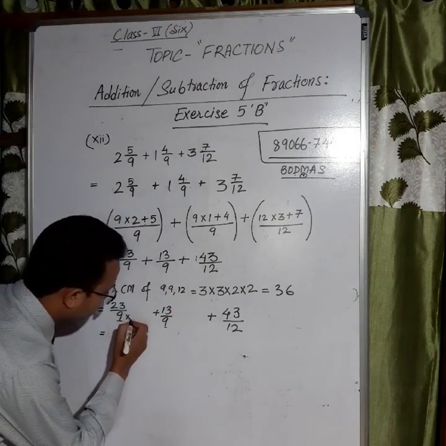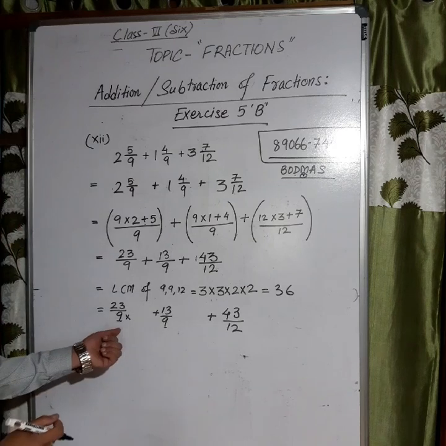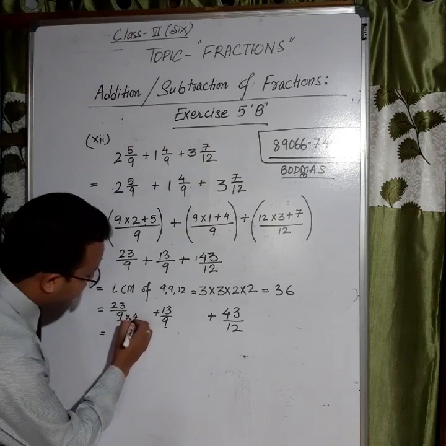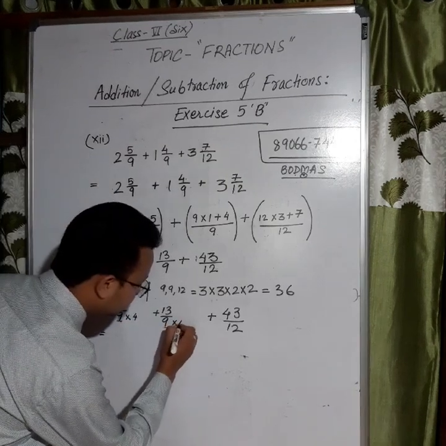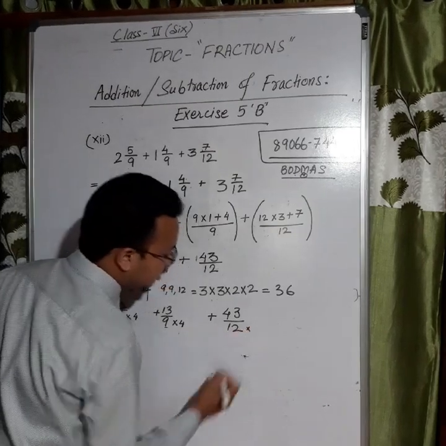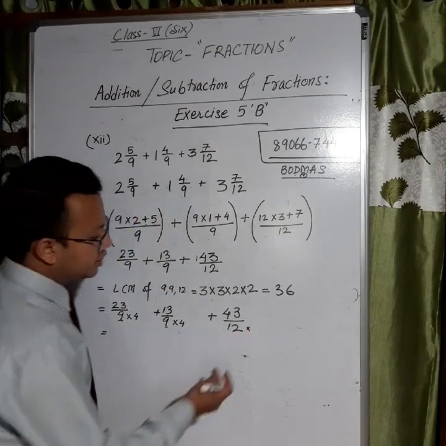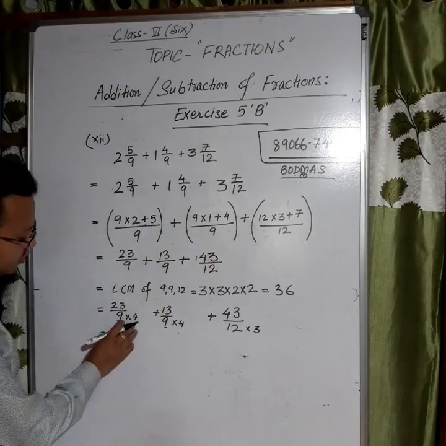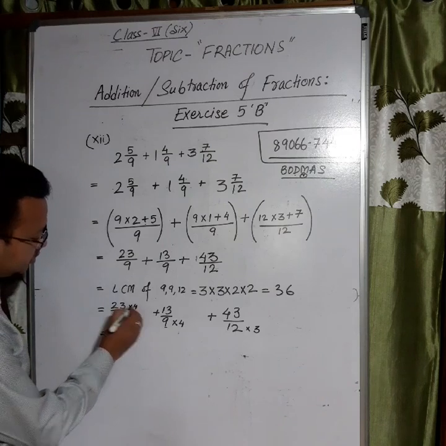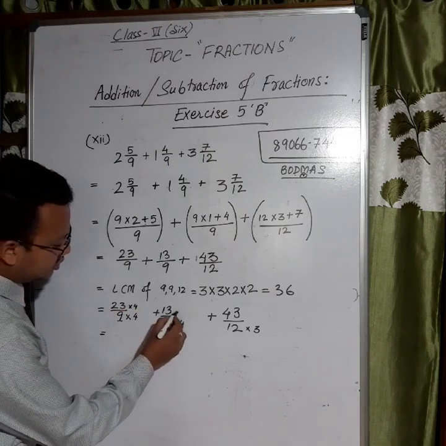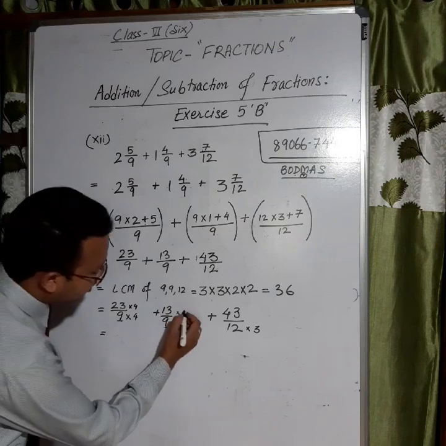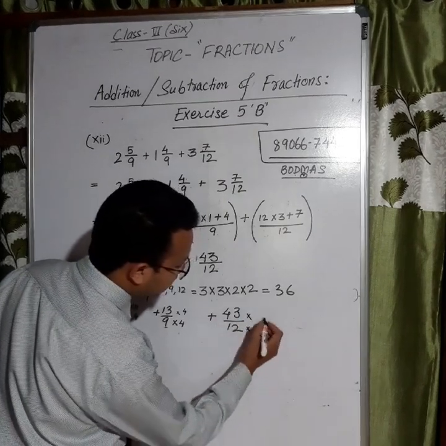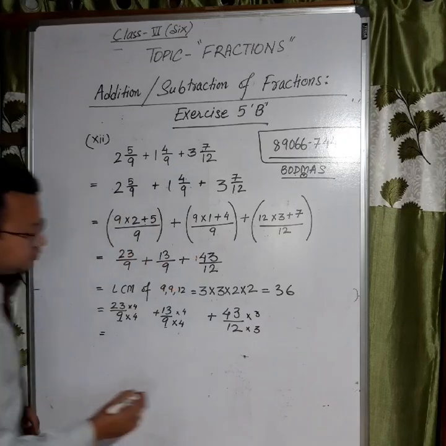So 9, by which number you multiply with 9 to get 36? It is 4. In the same case here also it's 4. But in this case 12, by which number if you multiply you get 36, that is 3. So since you have multiplied here with 4 in the denominator, you need to multiply here also with 4. And here also you have multiplied with 4, so you need to multiply here also with 4. But in this case you have multiplied it with 3, so you need to multiply here also with 3.